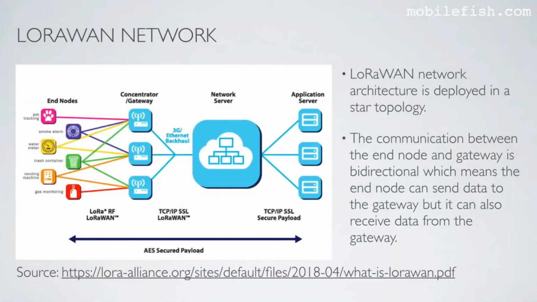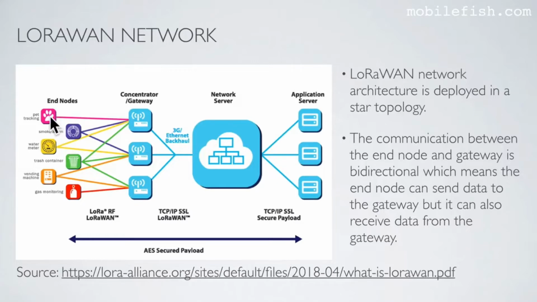A LoRaWAN network architecture is deployed in a star topology. Here are the end nodes. These are the gateways or concentrators. This is a network server, and these are the application servers. The communication between the end node and gateway is bidirectional, which means the end node can send data to the gateway, but it can also receive data from the gateway.